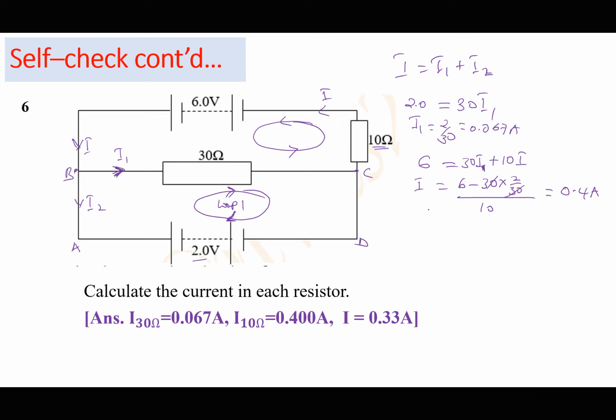If I wanted to find I2, which may not be necessary. Okay, I don't need to find I2 because I want the current in each resistor. So in 10 ohms it is 0.4, in 30 ohms it is 0.067. Okay, so this is not even necessary, but this would be I2, I think.